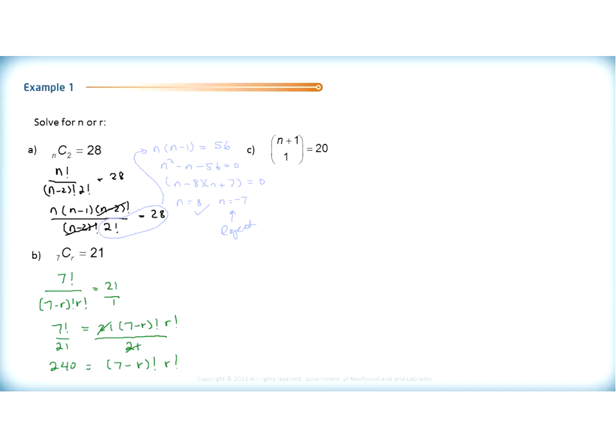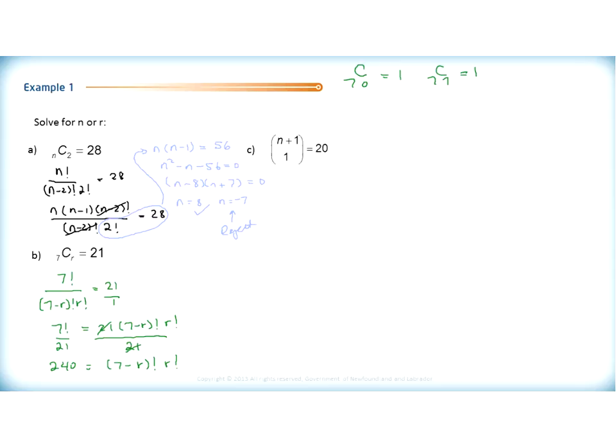But I know a little bit of information here about r that will enable me to narrow this down even further. I know that the C of 7 choose 0 is actually equal to 1. I don't need to try 0 because I know that's not correct. I also know that the C of 7 choose 7 is also 1. I don't need to try 7.